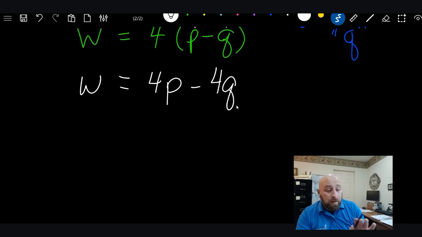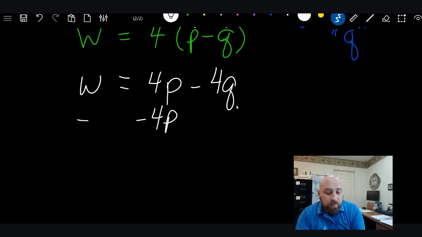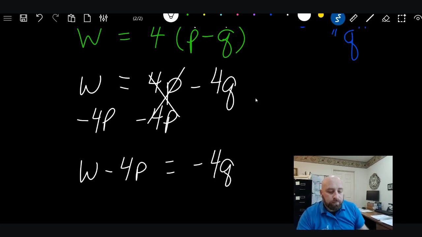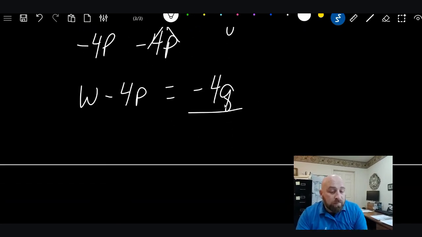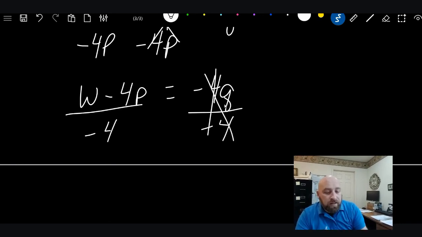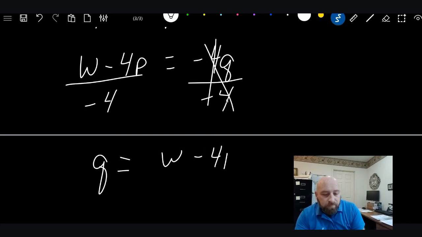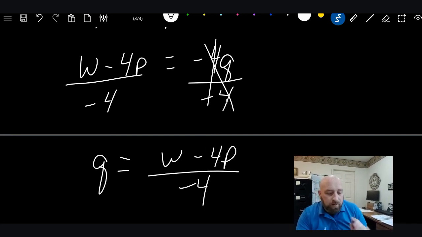All right, now, again, I want q. So I'm isolating this guy right here. So I want to subtract 4p from both sides. That's going to cancel that 4p, and I'm going to get w minus 4p equals negative 4q. Now I'm going to divide both sides by negative 4, and that's going to cancel, and that is going to be my answer. Q equals w minus 4p over negative 4.